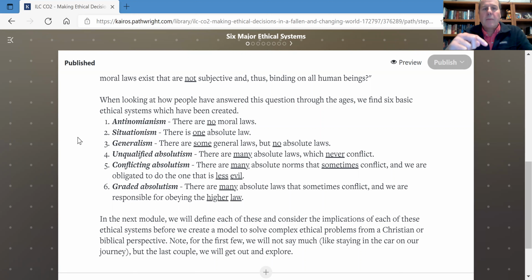Graded absolutism is very similar to conflicting absolutism because they also believe there are many laws and that there are going to be conflicts, but that we must obey the higher of those laws. We'll look at these in more detail now, and let's begin with the first one, which is antinomianism.